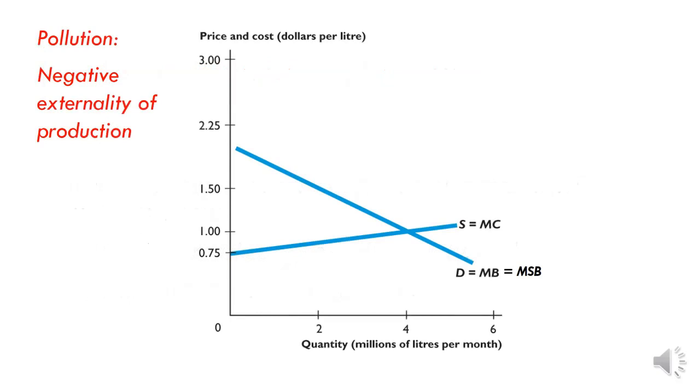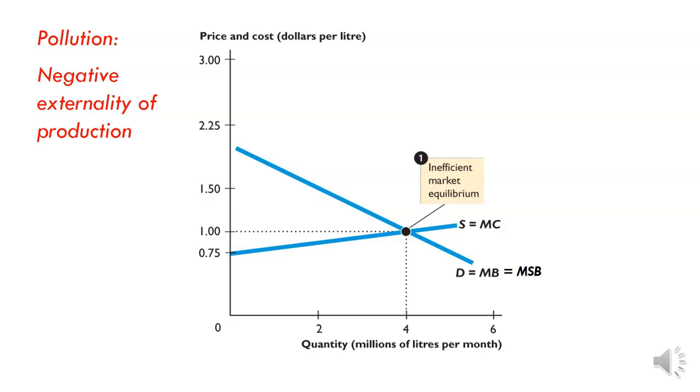So first we're going to look at the example of, say, pollution, where we have a negative externality of production. So the free market outcome is going to be simply at the equilibrium point, where the private quantity demanded equals the private quantity supplied. Now this is inefficient because we haven't taken account of the negative externality of production.